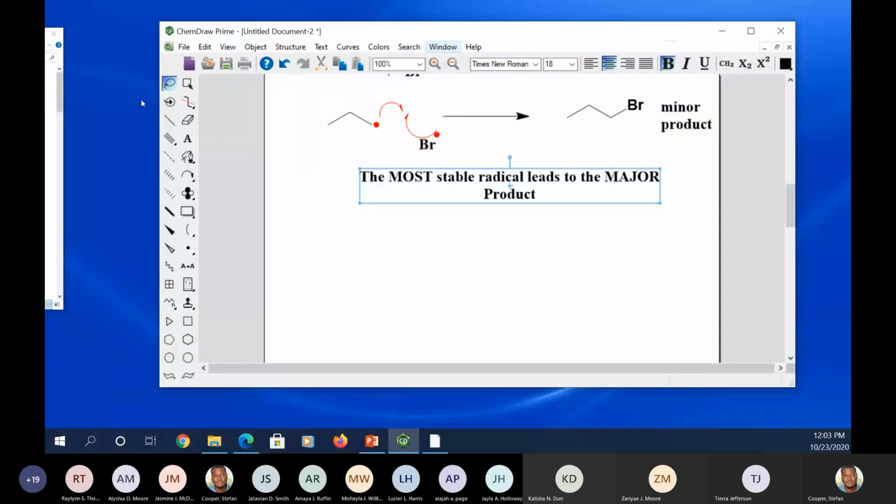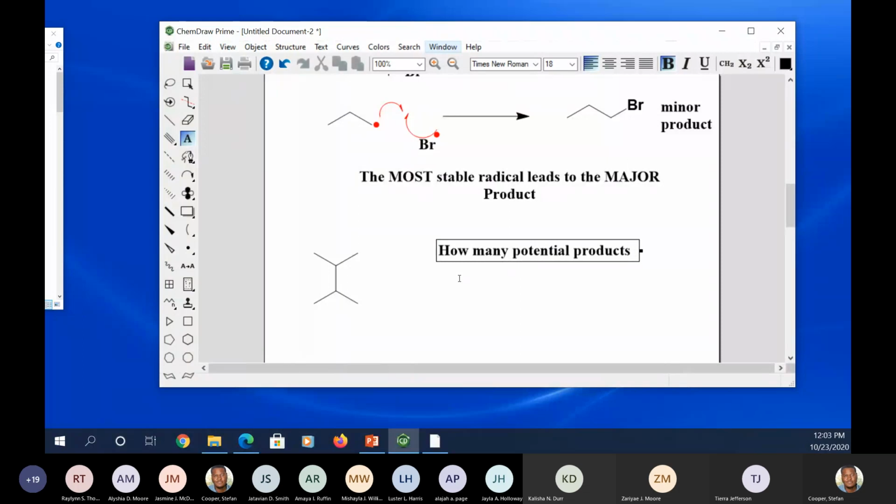All right, I know I'm out of time. Let's just do one example before we move on. The question is this. First of all, how many potential products are possible? Question 2 is, draw only the major product.